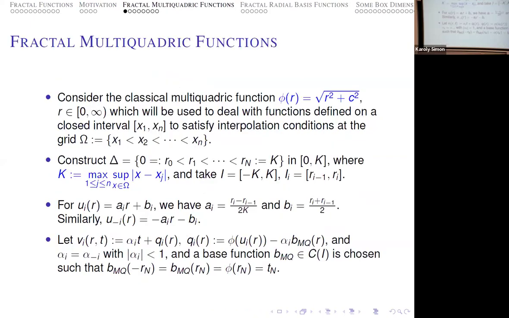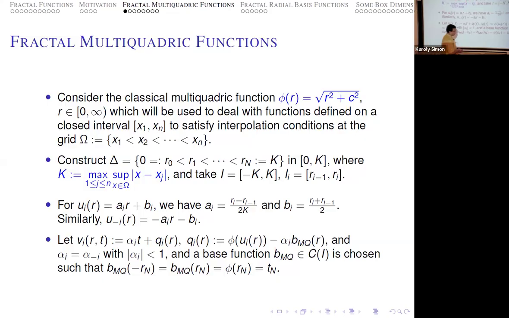So here I am going for this fractal multiquadratic function. This is the popular multiquadratic function, phi of r equal to square root of r square plus c square. So phi can be taken in this manner, where r belongs to 0 to infinity. It will be used to deal with a function defined over x1 to xn. Suppose some data is given over x1 to xn. Here we have to construct a different domain, so you construct the delta from this data.